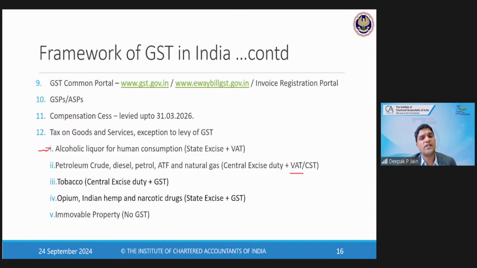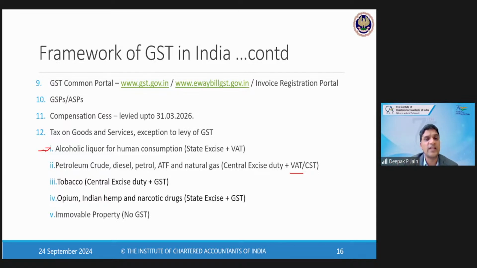What will happen if GST applies? Yes, GST will apply, because these 5 petroleum products are mentioned as being brought in from a future date. So it's not that it is completely out of GST. Once the GST Council decides, they will bring it into the GST network.